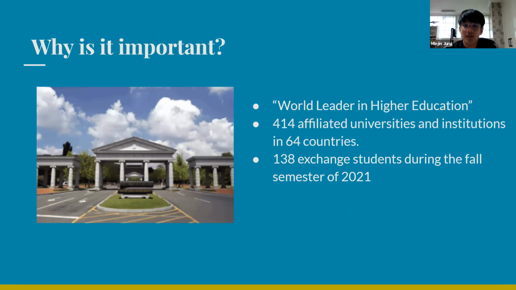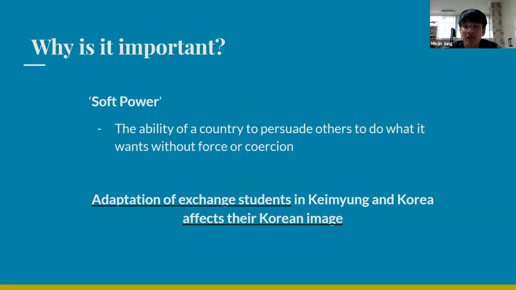So why is the adaptation of exchange students important? It's because Keimyung University tries to be a world leader in higher education and also tries to be international. Now there are 414 affiliated universities in 64 countries, and in this semester, Keimyung University hosted 178 exchange students. Not only because Keimyung University tries to become international, but also the adaptation of foreign students has a bigger influence. Maybe next slide, please.